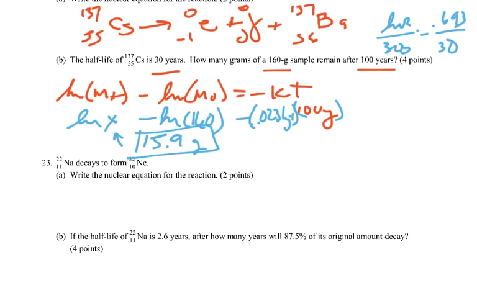Okay, write the nuclear equation for this reaction. Okay, sodium-22/11 decays to form neon-22/10. So we just have to fill in what's missing again. So the top is going to have to be 0. This bottom one must be a 1 because 10 plus 1 is 11. So that is a positron.